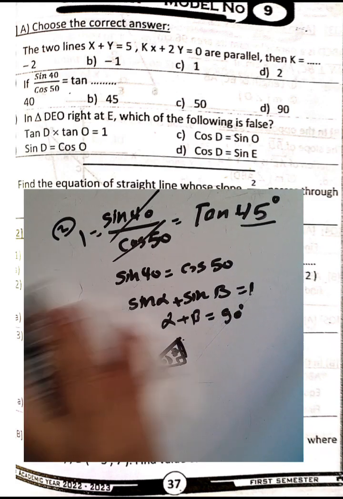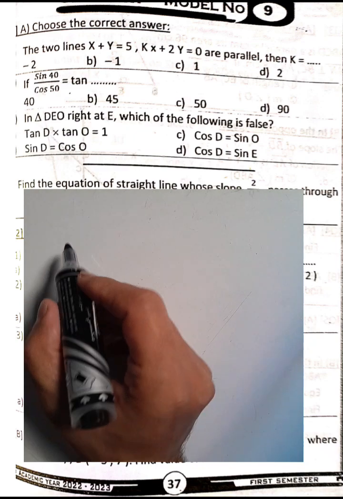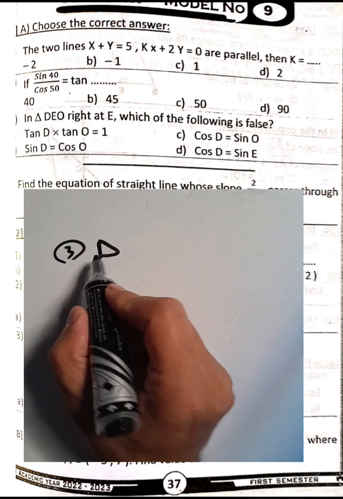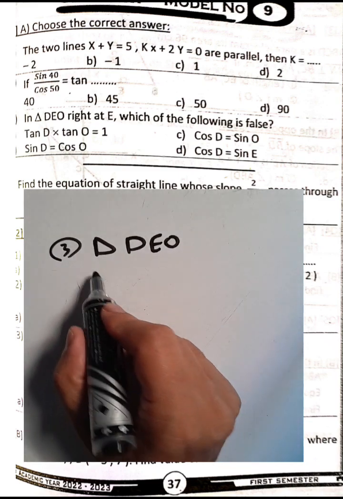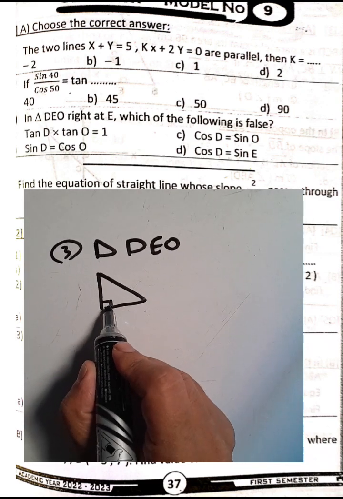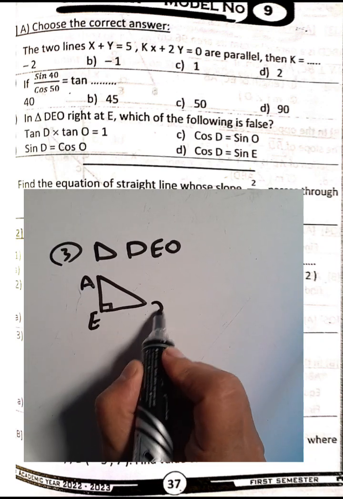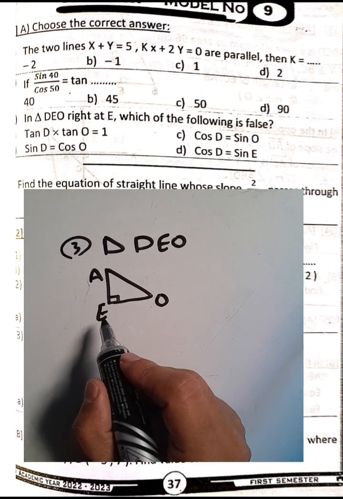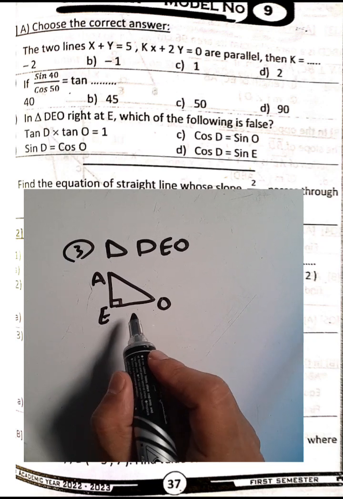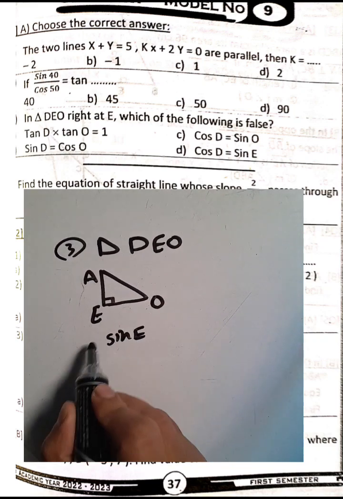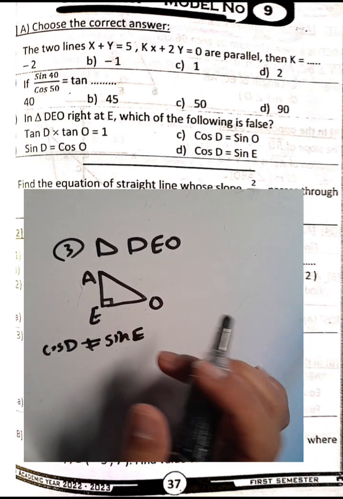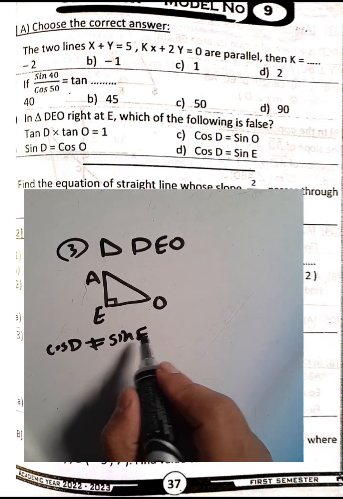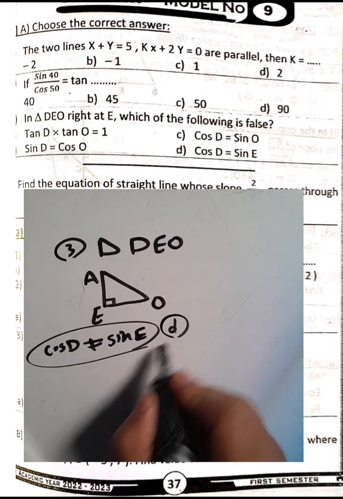Okay, question number 3. In triangle DEO, we have a right angle at E. Which of the following is false? We can find that sine E is not equal to cosine D, because the measure of angle E equals 90 degrees and sine 90 equals 1. Then we must choose letter D, because it's incorrect.